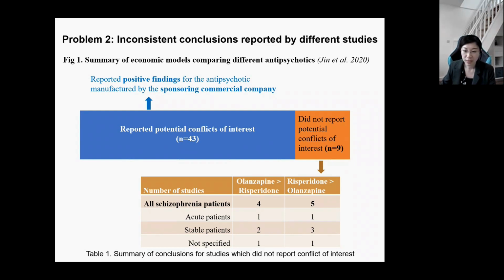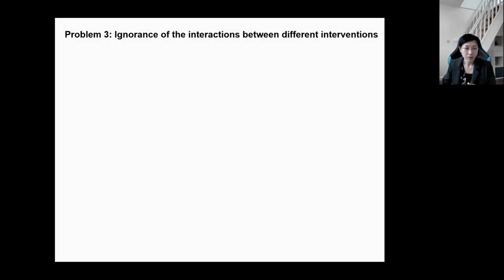So why do those economic models come up with different conclusions about the same intervention? That might be because those economic analyses were based on different model structures, using different modeling methods, and using different sets of input data. The third problem of the current economic model is they might ignore the interactions between different interventions.